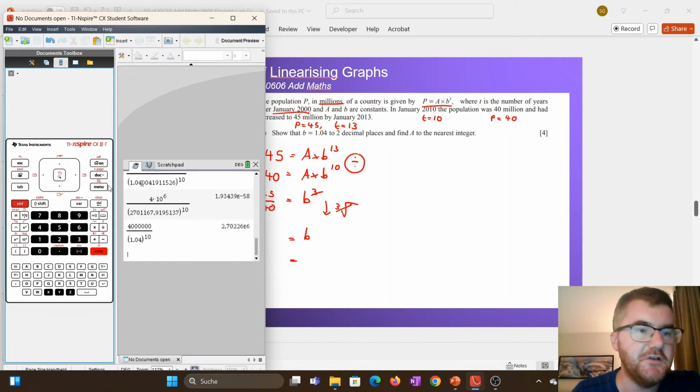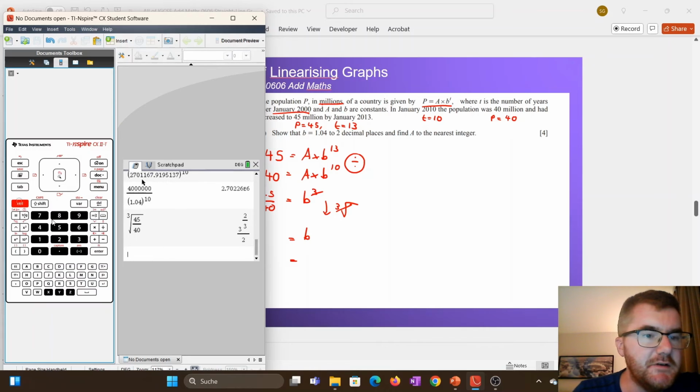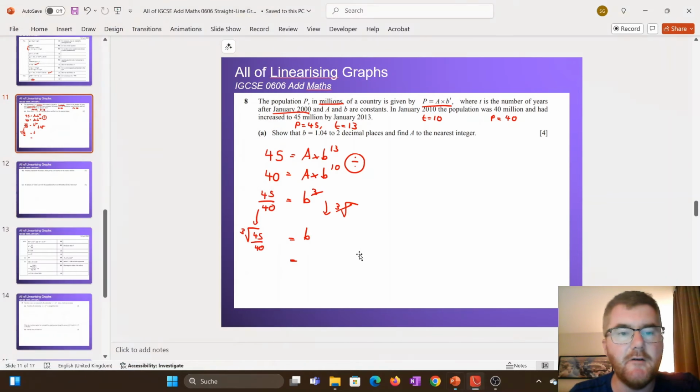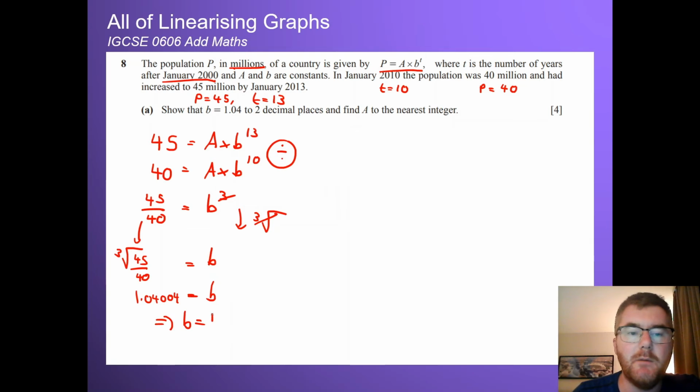So let's get over to our calculator. We have the cube root, so using this button here, of this fraction, so 45 divided by 40, and boom, we do get 1.04 to 2 decimal places. In fact, get 1.04004 to be exact. But yeah, b is equal to 1.04 to 2 decimal places.